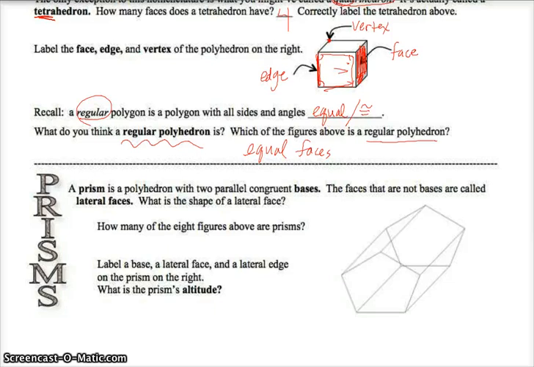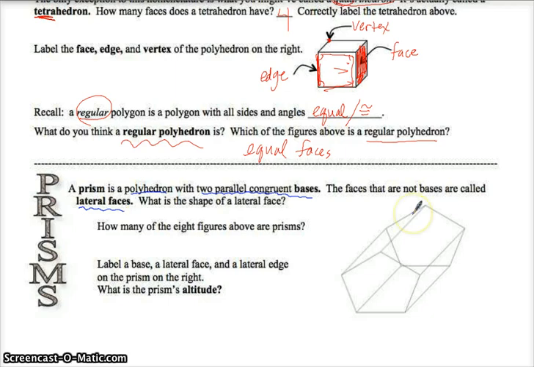Okay, now let's get more specific here to a prism. A prism is a type of polyhedron with two parallel congruent bases. Two parallel, they must be parallel to each other, the bases. The faces that are not bases are called lateral faces. What is the shape of a lateral face?